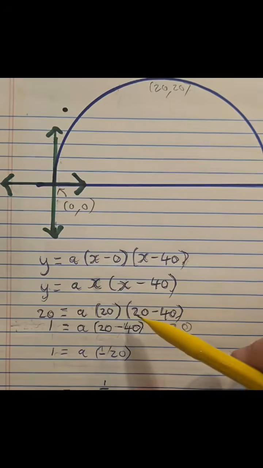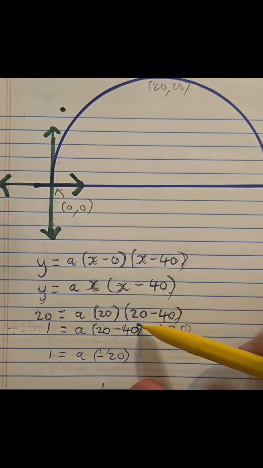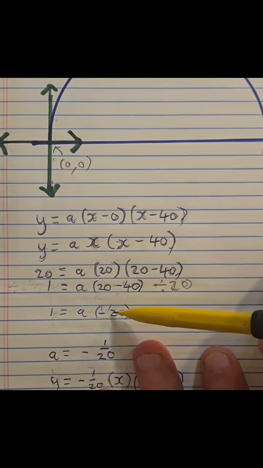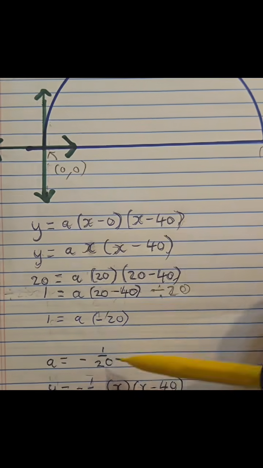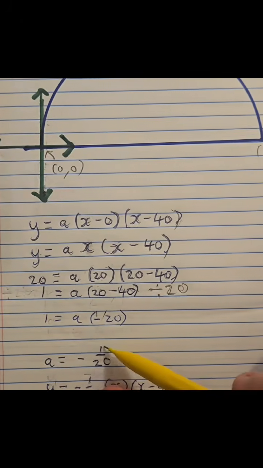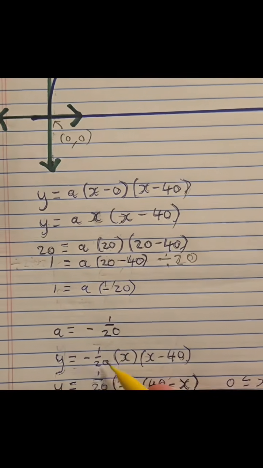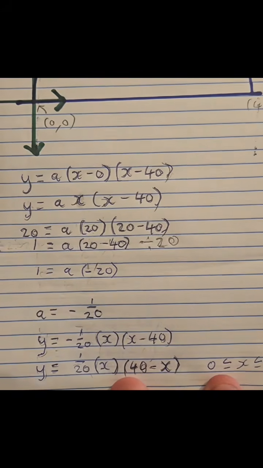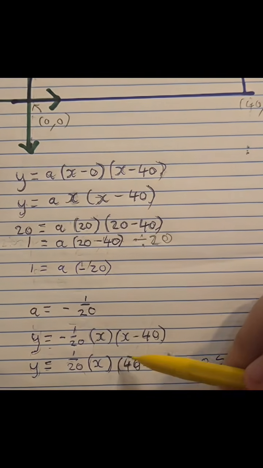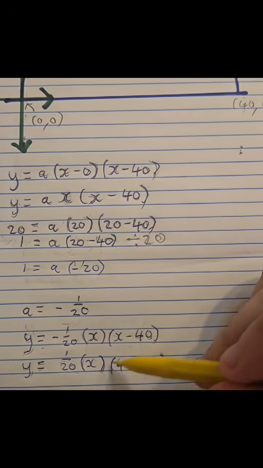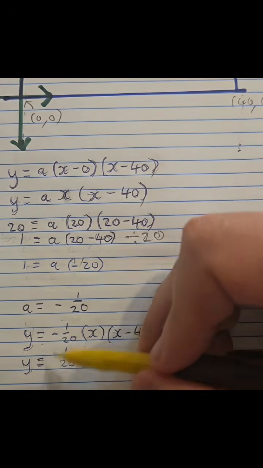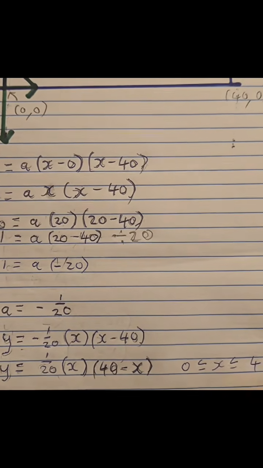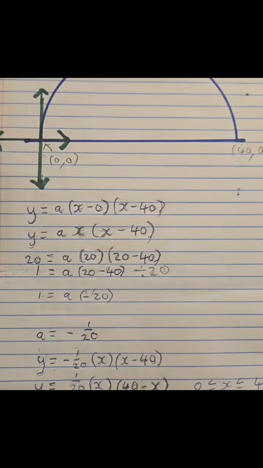That's where from there to there. And 20 minus 40 is minus 20. So 1 equals a times minus 20. We divide each side by minus 20, and a equals minus 1 over 20. And that's the formula. y equals minus 1 over 20 times x times x minus 40. And to simplify a bit, I switch this around. This makes this bracket negative, and I change that minus to a plus, and the two negatives cancel out as positive. And obviously, it's for all x's between 0 and 40.